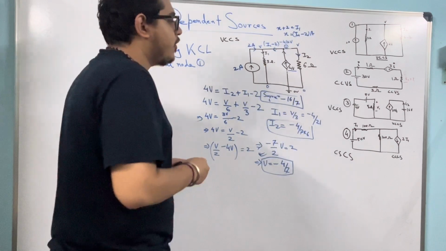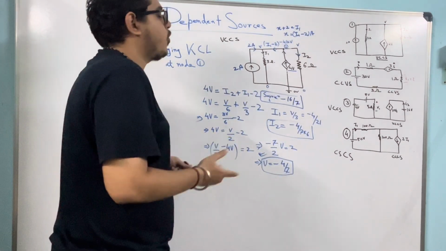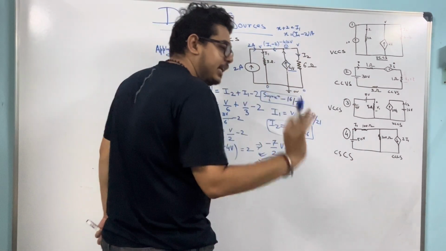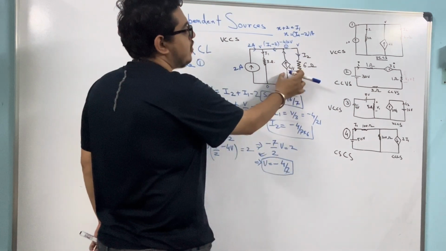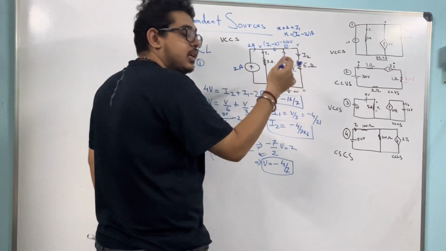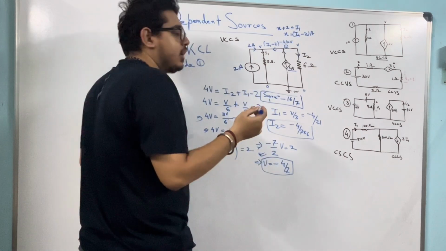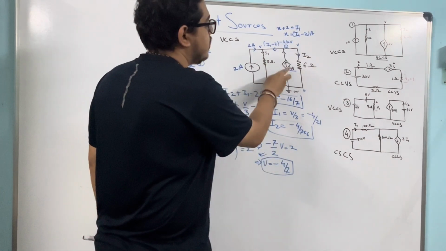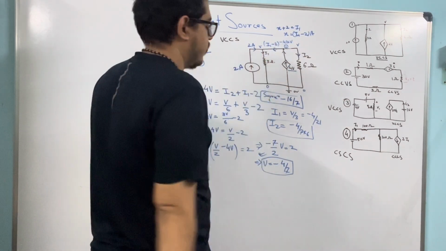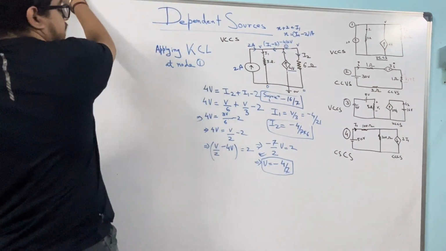So to approach dependent current source problems, we will just use KCL and KVL only, but first we will find out the variable on which the dependent source depends, okay. In this case, it was a current source depending on voltage, so we find out the voltage first. Now let's look at the next problem.